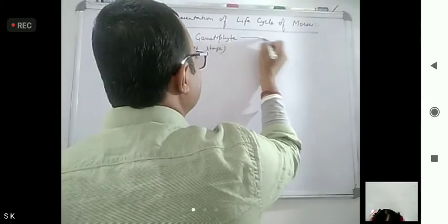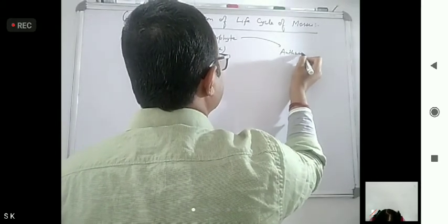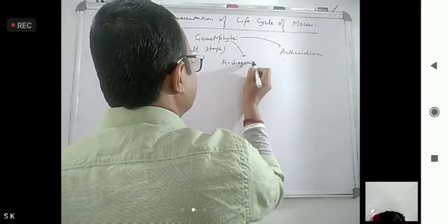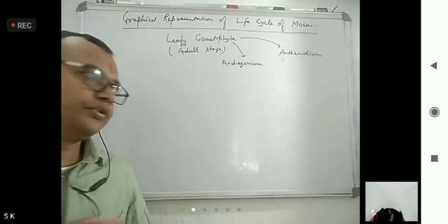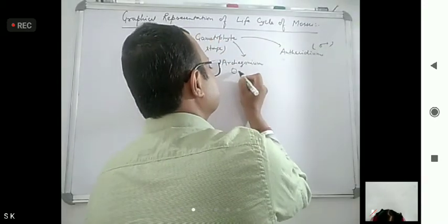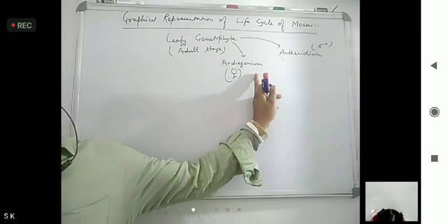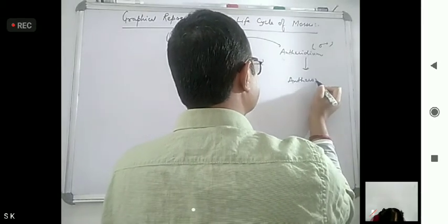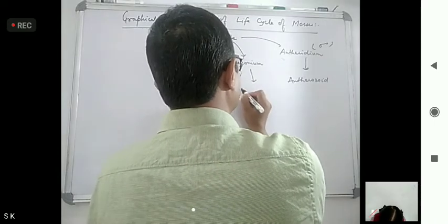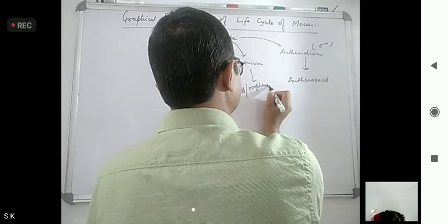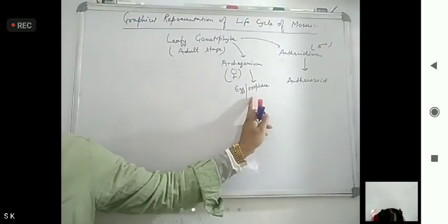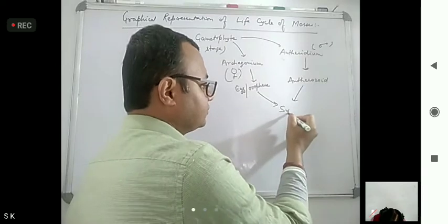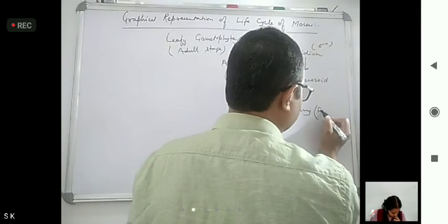It forms two organs, one is the antheridium and one is the archegonium, one male and one female. So the antheridium is formed, the archegonium is formed. Then what happens? The antheridium forms antherozoids, and the archegonium forms the egg or oosphere. So one antherozoid and one egg are formed. Then what happens? These two undergo syngamy, or we can say fertilization.